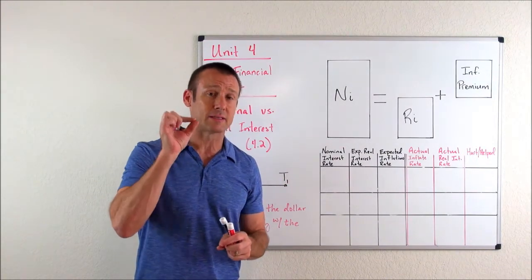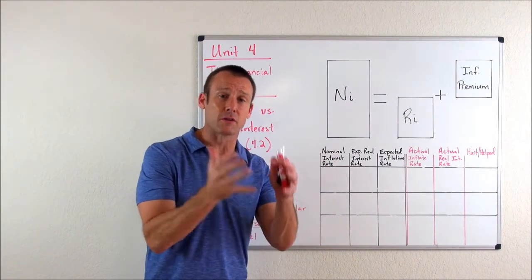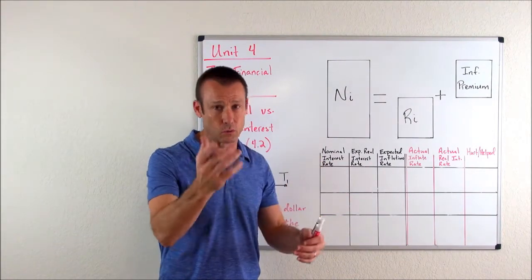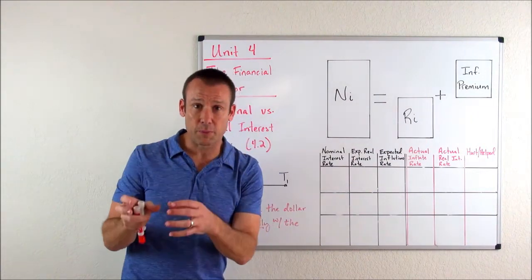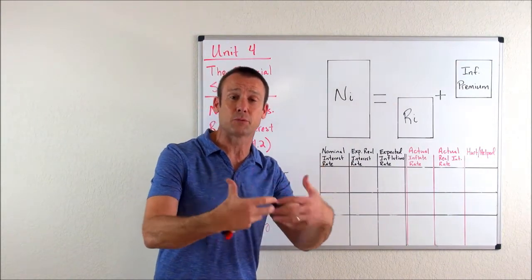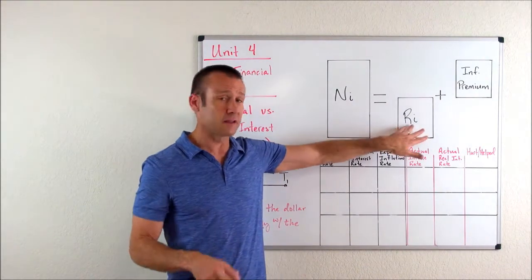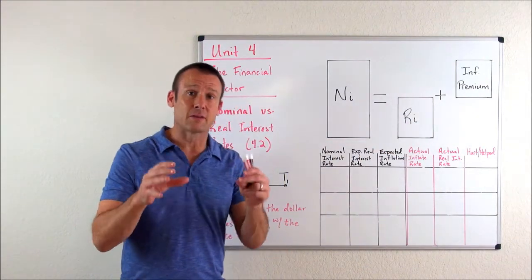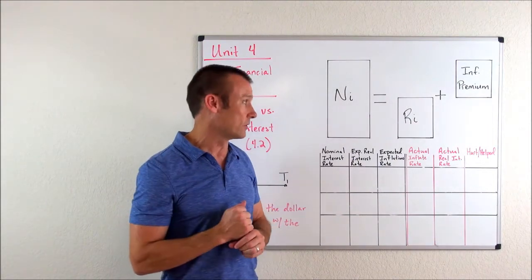It is the expected percent increase in purchasing power the lender is expecting to get from the loan. Once again, on an annual basis, okay? What else is it? It is the expected percent increase in goods and services the lender is expecting to be able to buy from this loan, again, on an annual basis. And then finally, from the lender's perspective, it is the expected real rate of return of the loan.